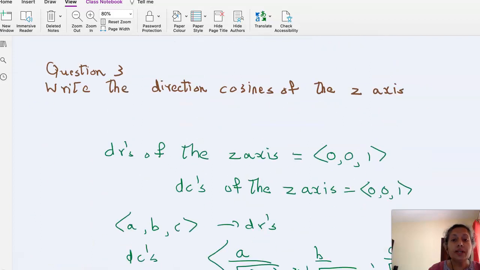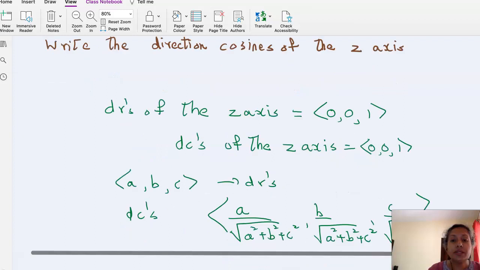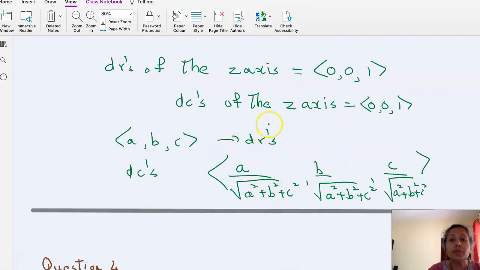Question 3, write the direction cosines of the z-axis. Now direction ratios of the z-axis are 0, 0, 1. Direction cosines will also be 0, 0, 1, because how will you find the direction cosines from the direction ratios? Just divide by the modulus.